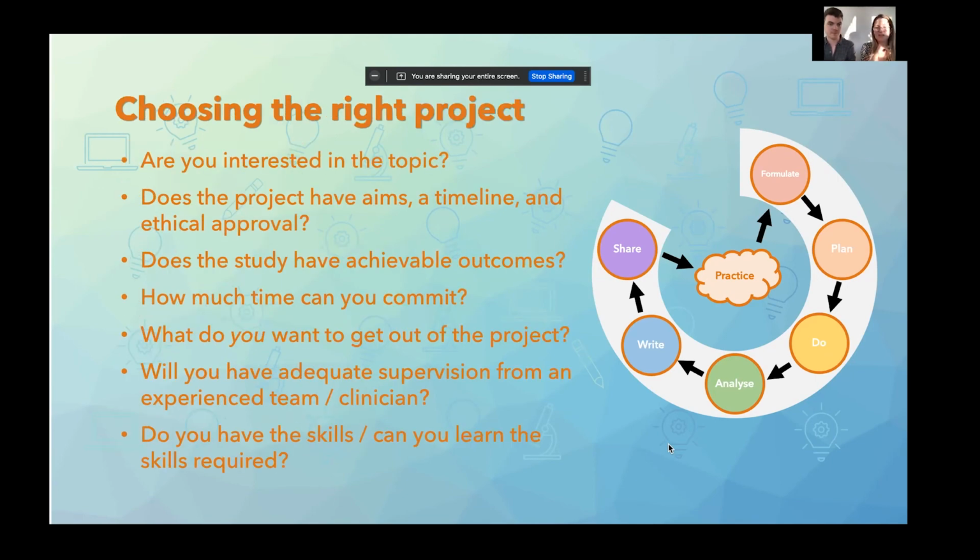Choosing the right topic. So the number one thing is, are you interested in the topic? I cannot press this enough. If you're not interested in it, don't spend months data collecting. Don't spend months having to read the literature. If you're not interested in it, it's just going to be terrible.